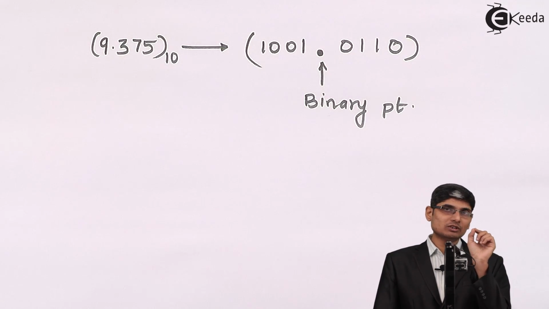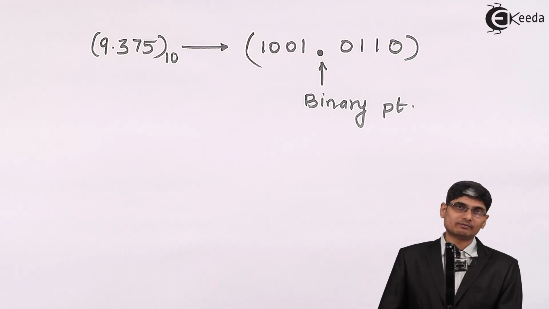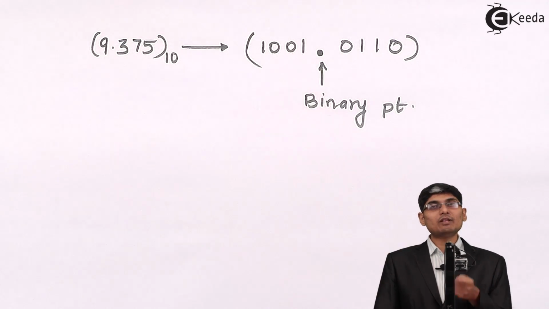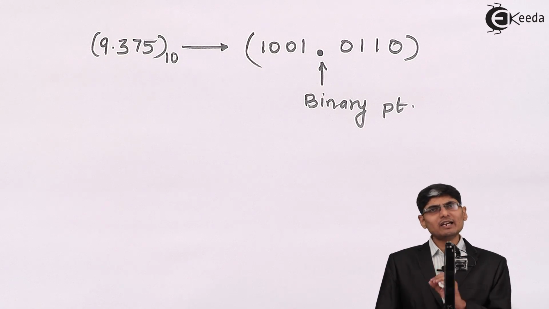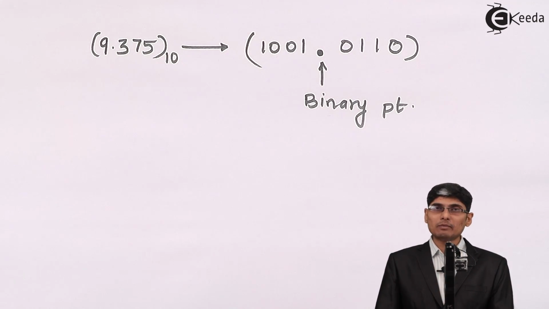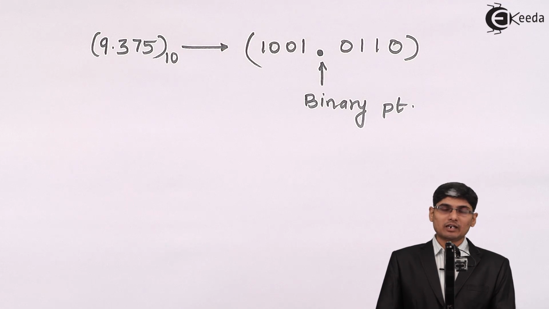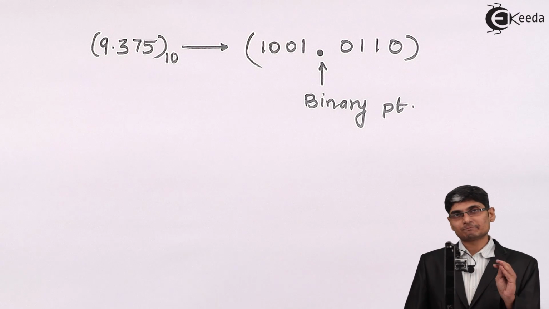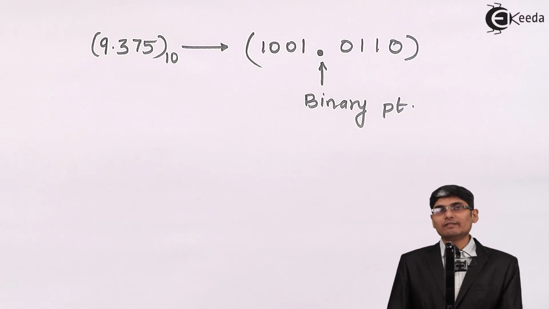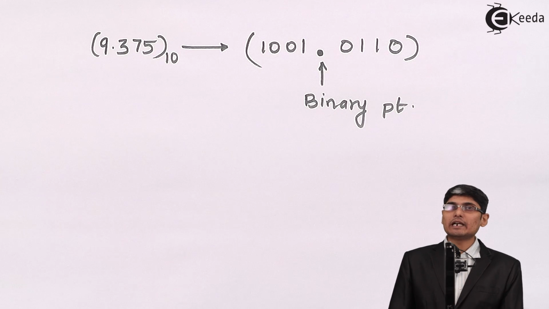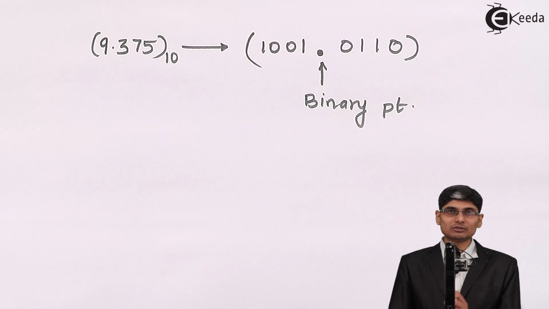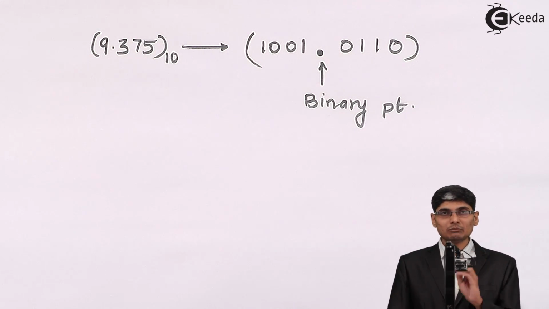The point position is not allowed to move. So we have to fix this point position. If the point position is fixed inside a DSP or inside a processing, then that number is called a fixed point number. And if the point is floating, then we can call it a floating point number. It is not mandatory to keep it floating. Floating does not mean it will always change the position. It is not so. We will come to that point.